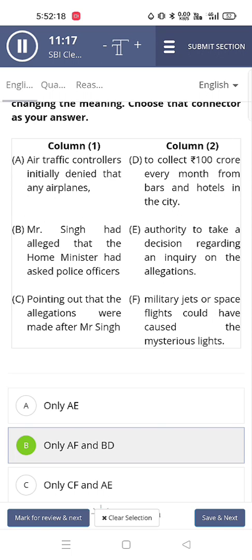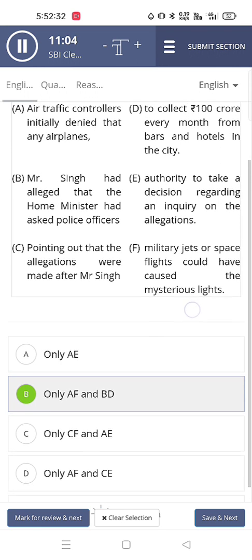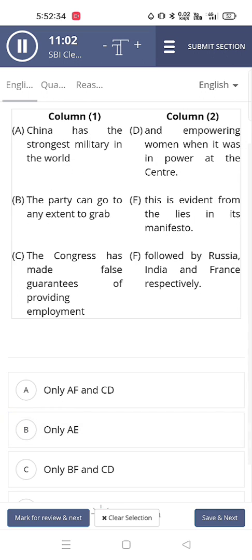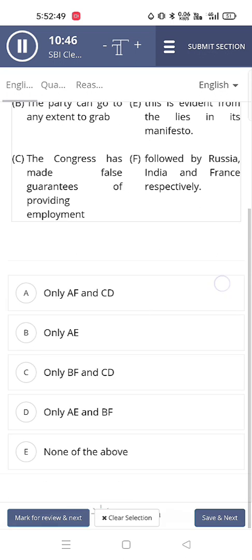Mr. Singh had alleged that the Home Minister had asked police officers to collect 100 crore every month from bars and hotels. Right, it is right. Then we will check C and D, pointing out that the allegations were made after Mr. Singh authority. No. So we have marked the right answer. China has the strongest military in the world, followed by Russia, India and France respectively. I think A and F. So A and F is there.